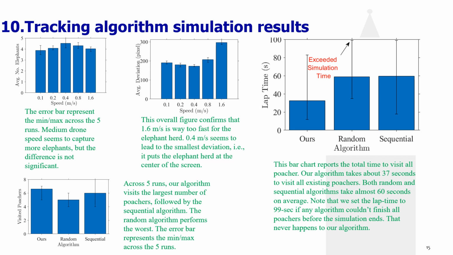Lastly, we have our fourth graph. This bar chart shows that our algorithm takes about 37 seconds to visit all existing poachers. However, both random and sequential algorithms take almost 60 seconds on average. Note that we set the lap time to 99 seconds if any algorithm couldn't finish all poachers before the simulation ends.